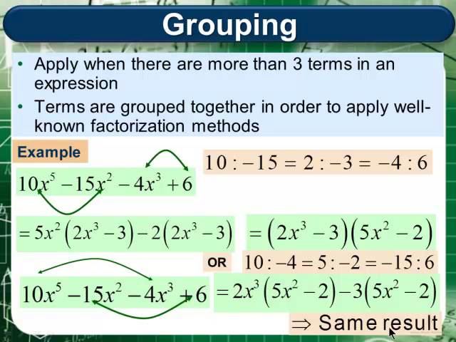So the result is exactly the same, whether you group terms 1 and 2 together and then also 3 and 4, or whether you start with terms 1 and 3 as a grouping and terms 2 and 4 together as a grouping. This technique gives us exactly the same result.